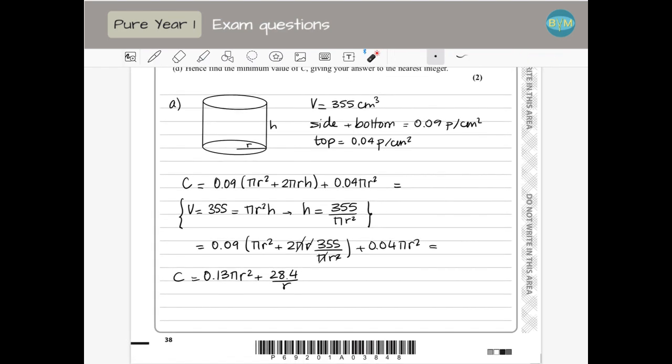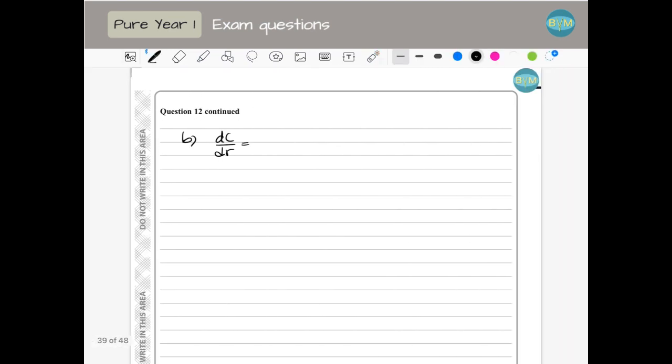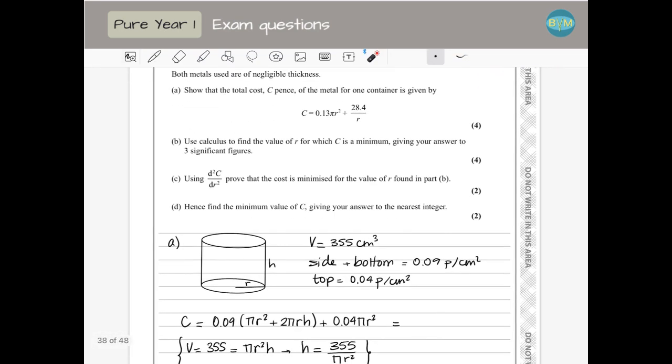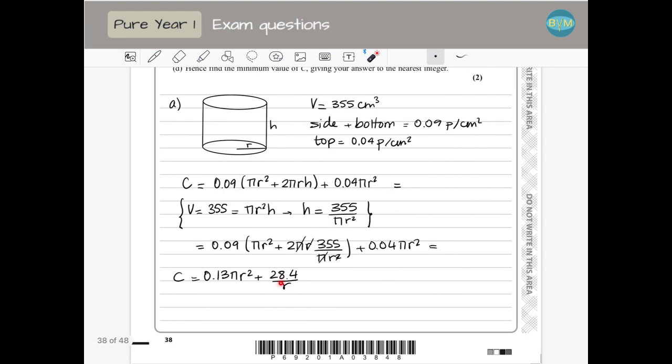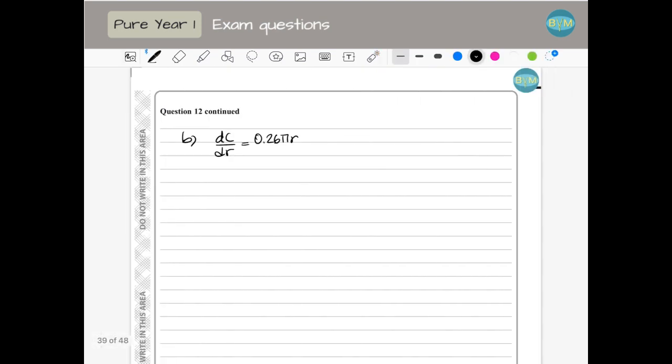It's going to be 0.13 times 2, which is 0.26 pi r. And then the second part is having r to the minus 1, so it's going to be minus 1 times this value times r to the minus 2, one less. So this is like having the constant times r to the minus 1. When I differentiate, I have minus 1 times the constant times r to the minus 2. So I can write the r to the minus 2 here in the denominator.